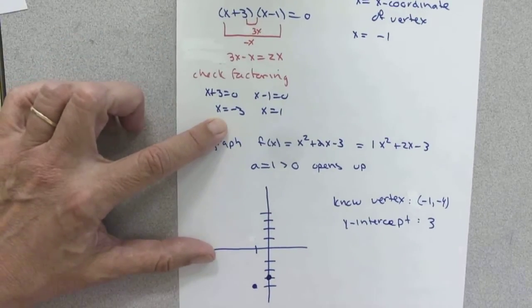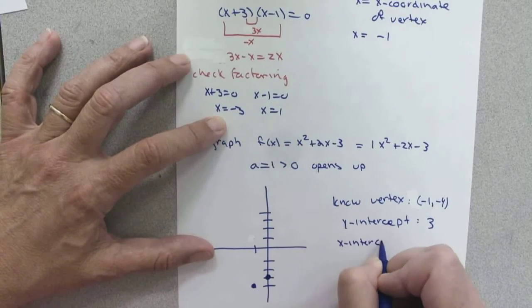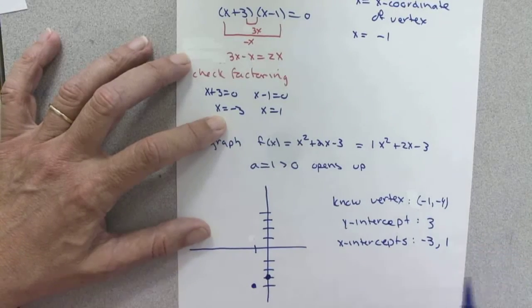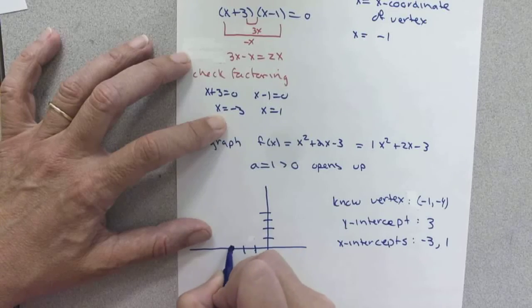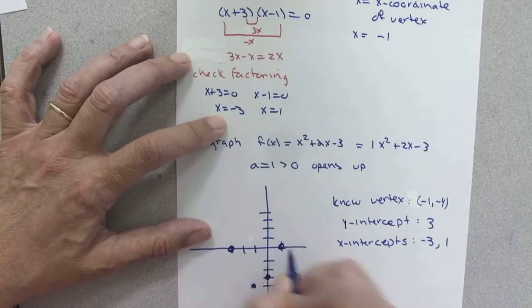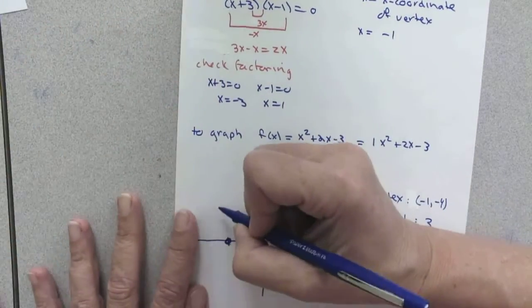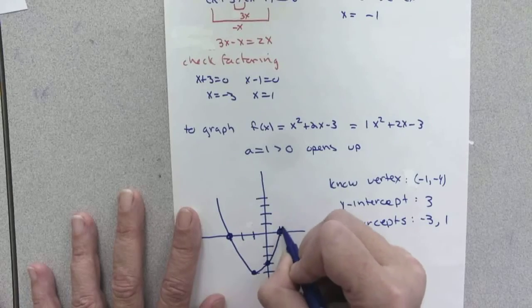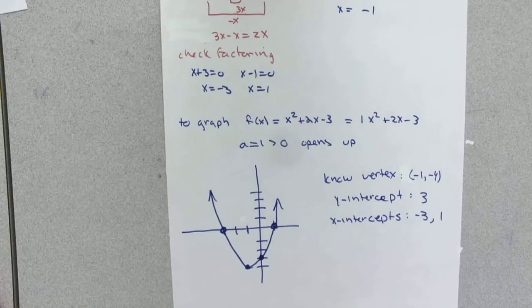And then we knew the x-intercepts. -3 and 1, so there's -1, -2, -3, and 1. And then you just do your best to draw a parabola through them. And there's a good enough parabola.